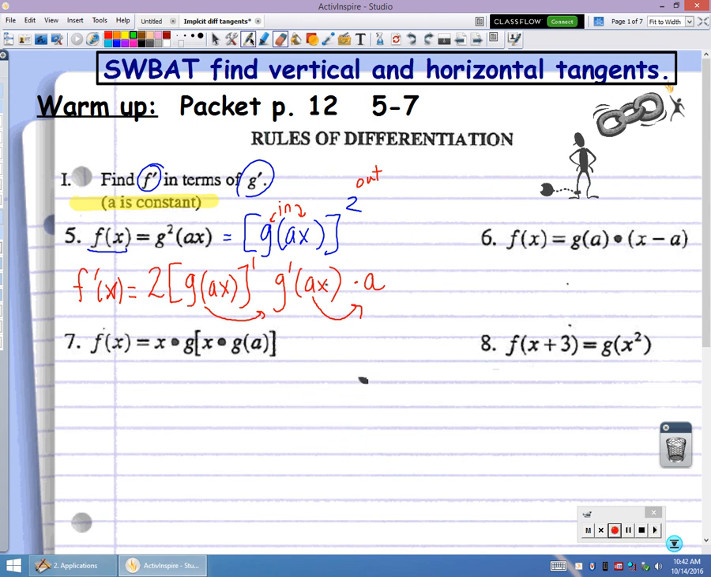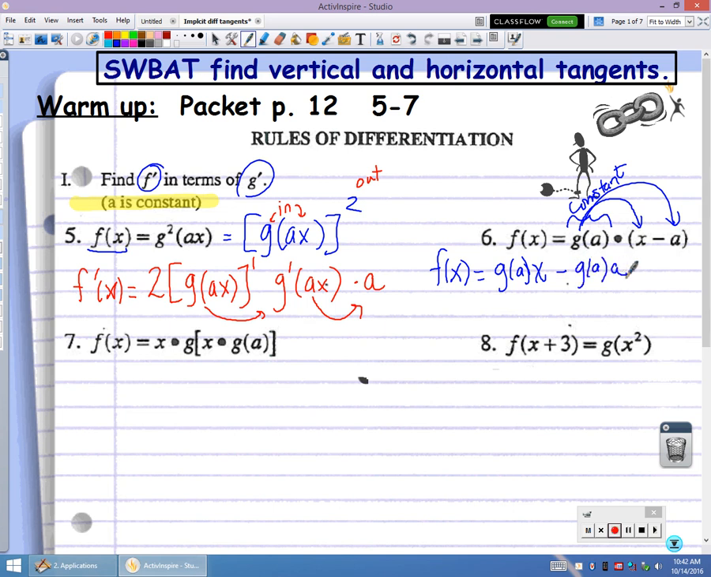In problem number 6, we have f of x. We have g of a, which is also a constant value. If you substitute a into the function g, you would get a number. And then we have a variable expression. I'm going to distribute the g of a to both terms inside of the binomial. So my rewrite is going to be f of x is g of a multiplied by x minus g of a multiplied by a.